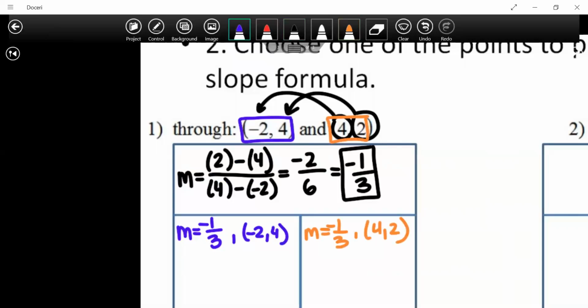So when I plug it into point slope, it's going to be what? y minus 4.